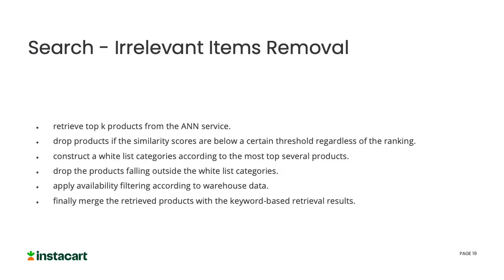Talking about the applications, we first introduce the embedding model into irrelevant items removal. We first retrieve top 10 products from the ANN service. We then drop products if the similarity scores are below a certain threshold regardless of the ranking. We construct whitelist categories according to the top several products, and then we drop the products falling outside of the whitelist categories. We apply availability filtering according to warehouse data, and then we finally merge the retrieved products with the keyword-based retrieval results as our final search results.